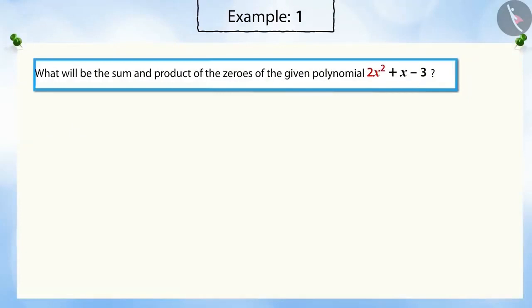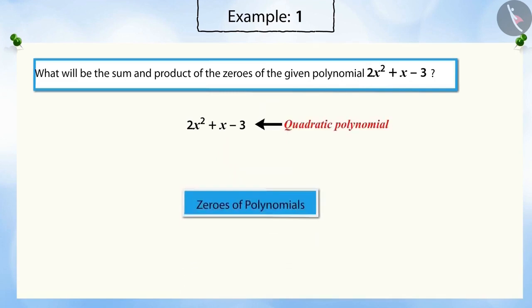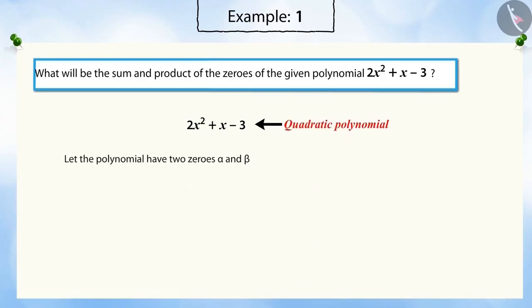What will be the sum and product of zeros of a given polynomial 2x squared plus x minus 3? Can you say how many zeros this polynomial has? Correct answer, because it is a quadratic polynomial, it can have at most 2 zeros. Let's assume the polynomial has two zeros alpha and beta.